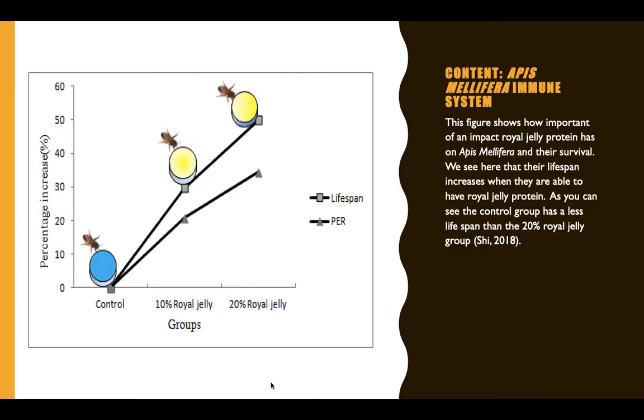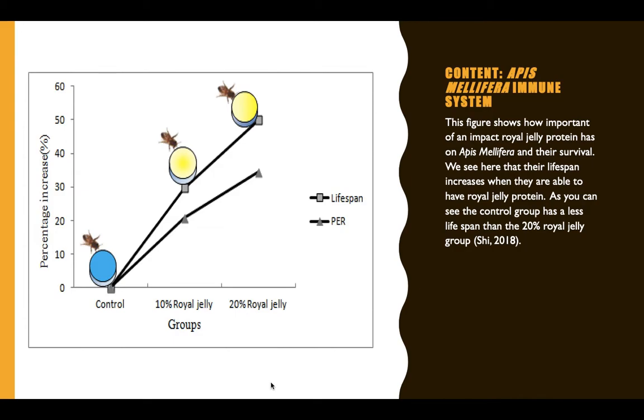This figure shows how important of an impact royal jelly protein has on Apis mellifera and their survival. We see here that their lifespan increases when they are able to have royal jelly protein. As you can see, the control group has a shorter lifespan than the 20% royal jelly group.